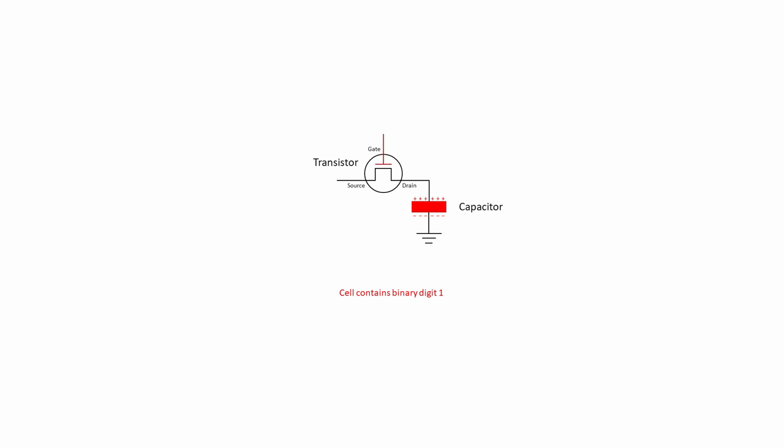Suppose now that the gate of the pass transistor is opened. As long as there's no voltage at the source to drive charge onto the capacitor, the charge will flow out of the capacitor until eventually it's fully discharged. This discharged state of the memory cell represents a binary 0. You can see then that reading the contents of a memory cell is a destructive process.